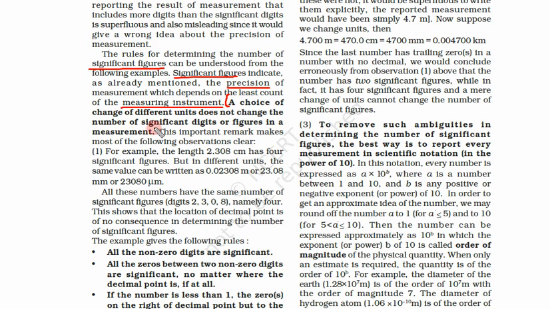So it is important to note that a change of different units does not change the number of significant digits or figures in a measurement. Suppose any distance is shown in centimeter or millimeter or in meter, this change of scale or change of unit will not increase or decrease the number of significant digits. The number of significant digits will remain the same whether we are representing it in one unit or another.